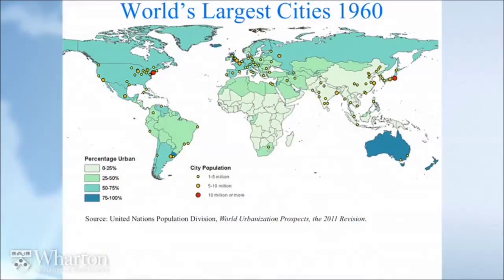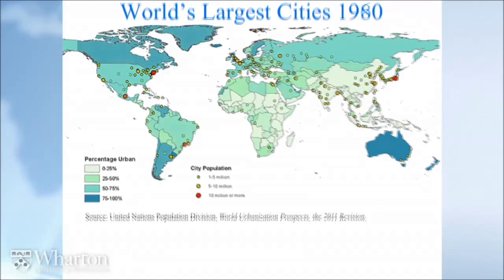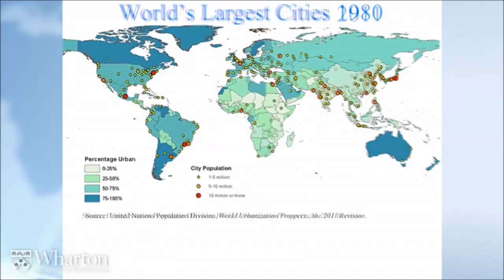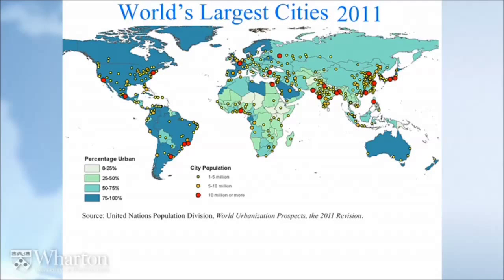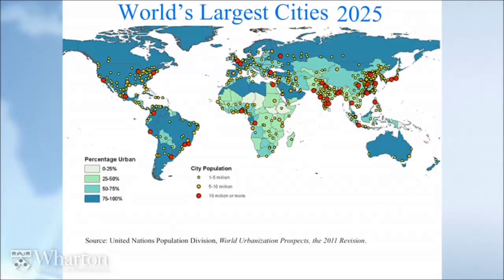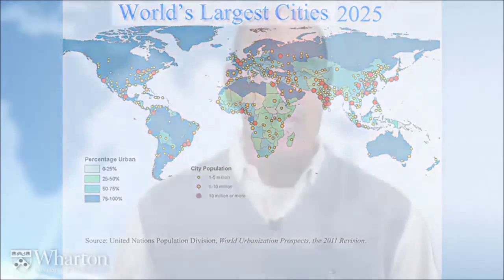Now take a look at the following maps. I'm going to show you on these maps of the world where the biggest cities were located back in 1960, and then we're going to move to the year 1980, to the year 2011, and then take a look at the projections for the year 2025. All of these projections are based on the medium assumption that I told you about earlier regarding fertility, and it takes into consideration current and future patterns of urbanization.